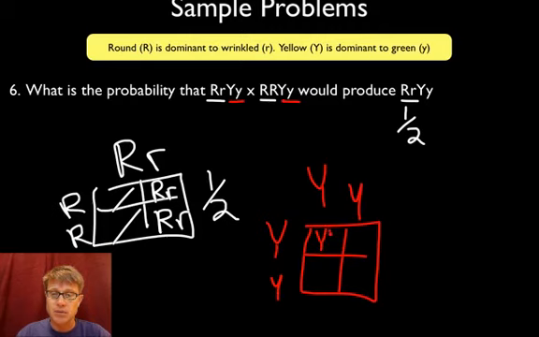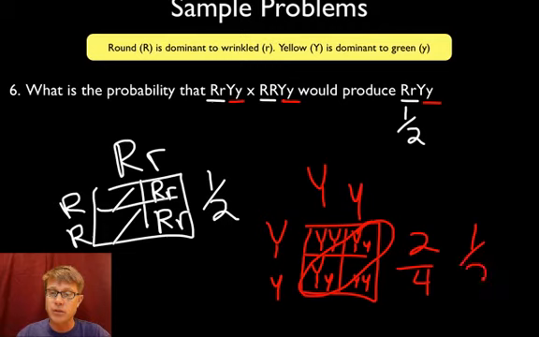So this is going to be big Y, little y, little y, big Y, little y, big Y, little y. So what are the odds that we're going to produce again big Y, little y? Well, it's 2 in 4 or a 1 in 2 probability. So I'm going to write 1 in 2 here.